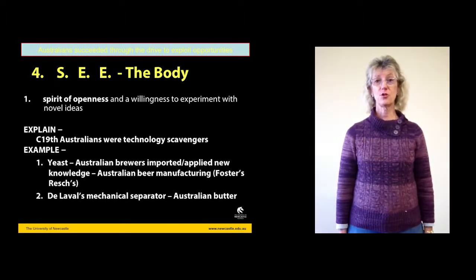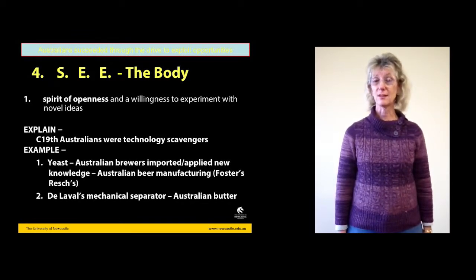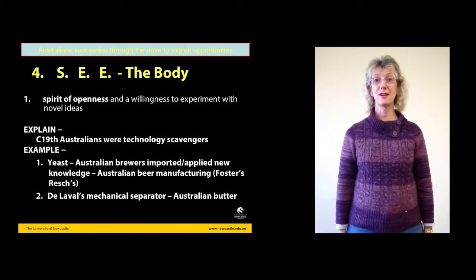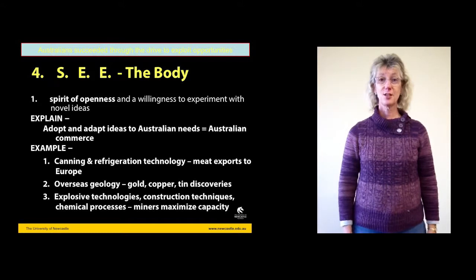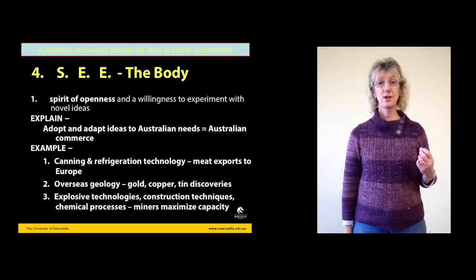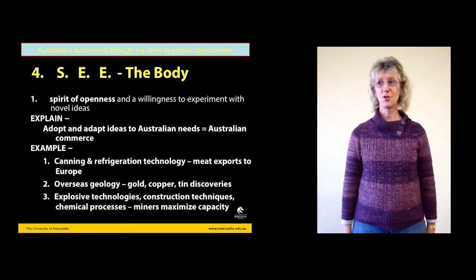And then secondly, she talks about de Laval's mechanical separator and the way that it was linked to Australian butter and making it better, so that they no longer sold it to England for axle grease. Sylvia then goes on to her second sub-point from her first main idea. And this is how Australians adopted and adapted ideas to Australian needs, which led to Australian commerce.